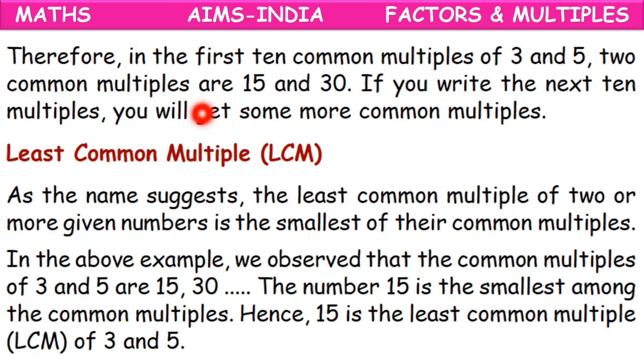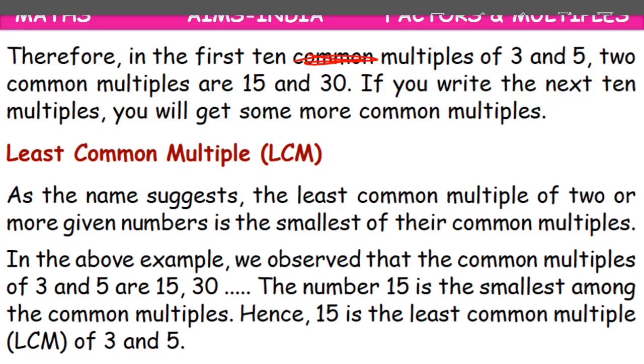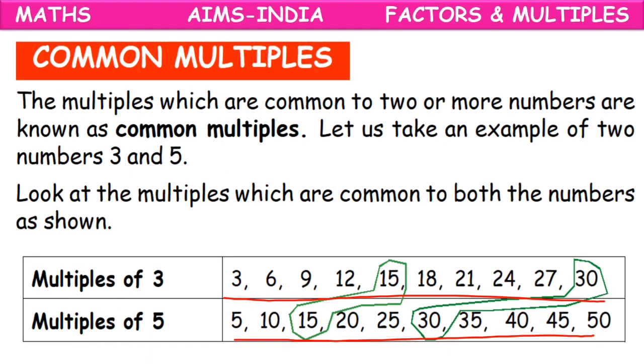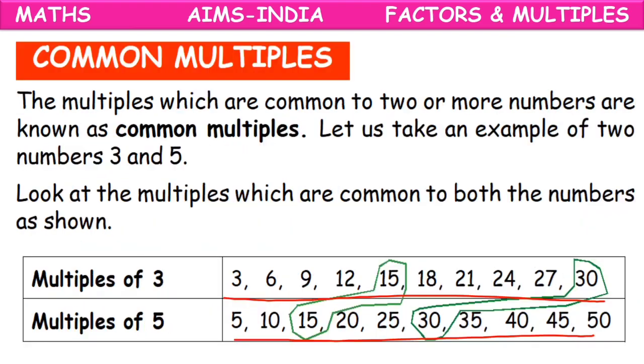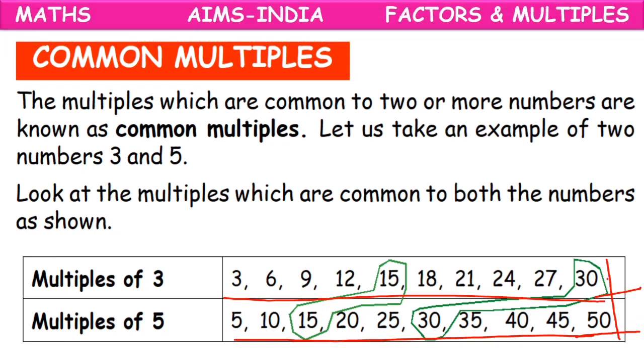Next, in the first 10 multiples of 3 and 5, we wrote the first 10 multiples. Yes, in the first 10 multiples of 3 and 5, two common multiples are 15 and 30. If you write the next 10 multiples, you will get some more common multiples. Okay, we have stopped at 10 here. If you continue to write a few more multiples, then you will get a few more common multiples as well.